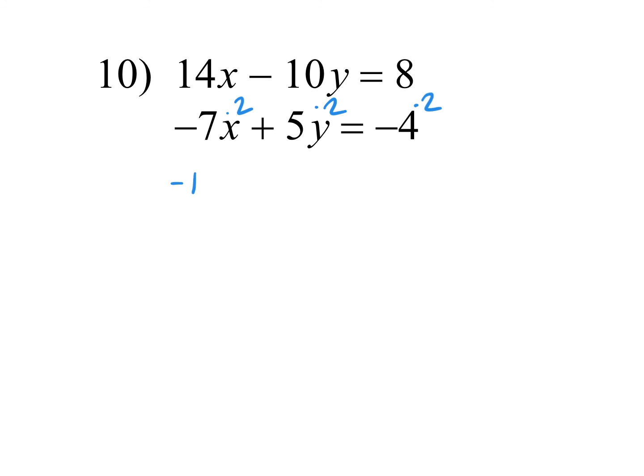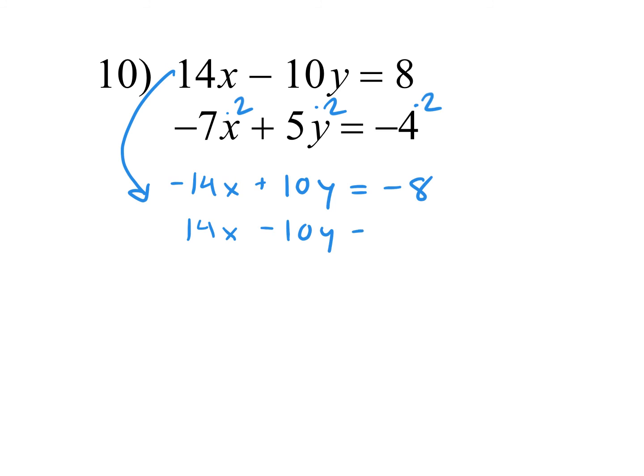So this becomes negative 14x plus 10y is equal to negative 8. I'm just going to rewrite the top equation down below it. So 14x minus 10y is equal to 8. What happens to the 14x's? Cancel out. What's 10y minus 10y? 0. And negative 8 plus 8? 0. Is 0 equal to 0? Yes. So what's my answer? Infinitely many solutions.